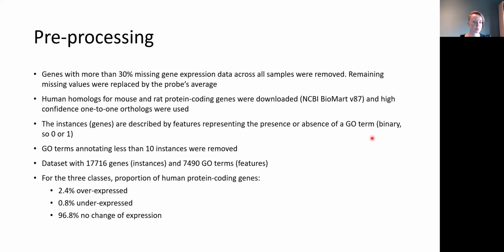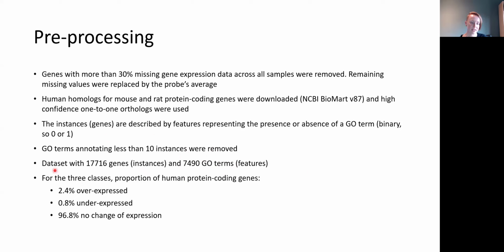Again, GO terms with less than 10 instances were removed. So if there were fewer than 10 genes associated with a GO term across the dataset, that would be taken out. And so they ended up with a dataset with around 17,500 genes and 7,500 GO terms, which are their features that are going to be used as predictors.